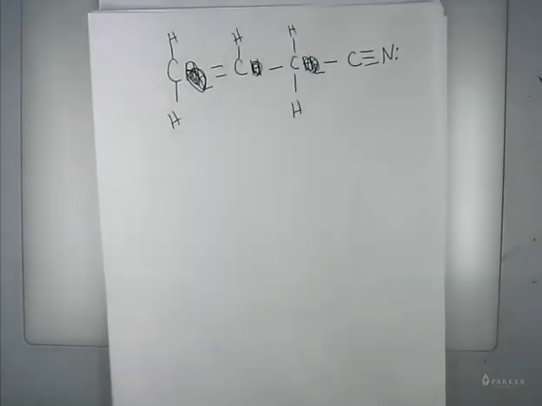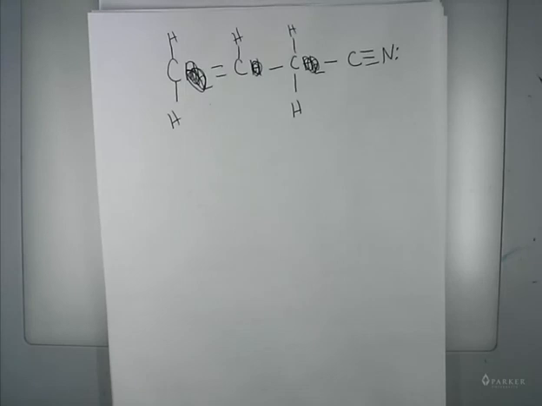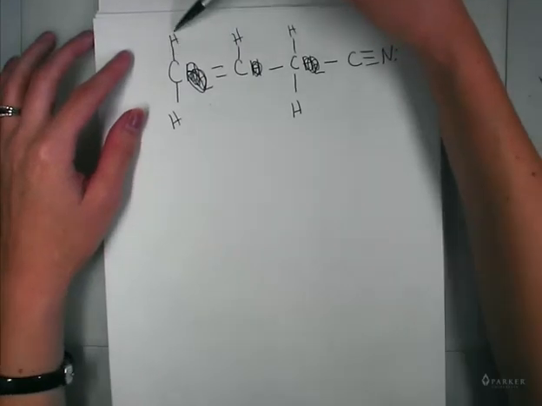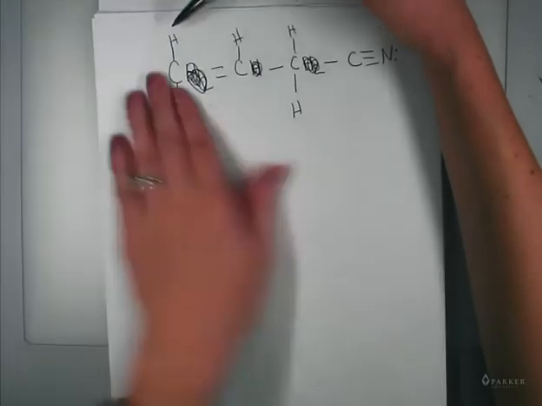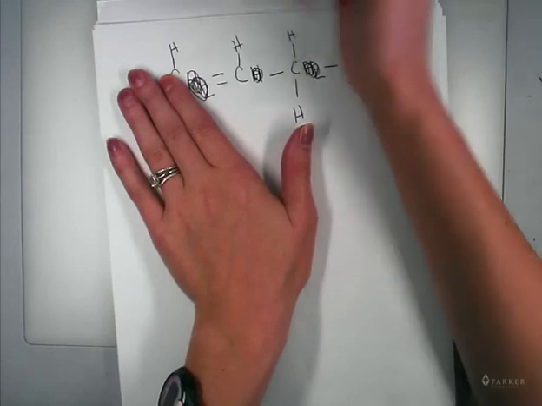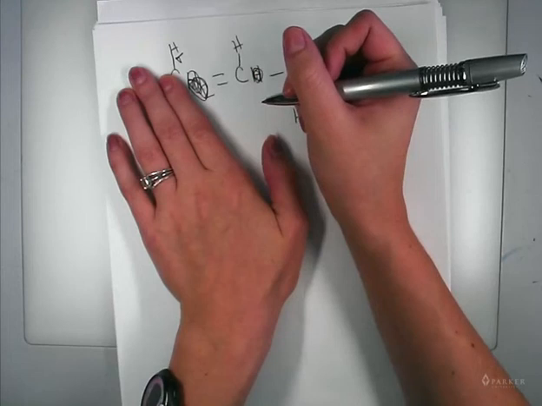Okay, so let's label all of our bonds as sigma, sigma pi, depending on what it is. If we look right here, carbon, hydrogen, how many bonds do we have? Just looking at that one bond, what type of bond is that? Sigma, because a single bond is only a sigma.